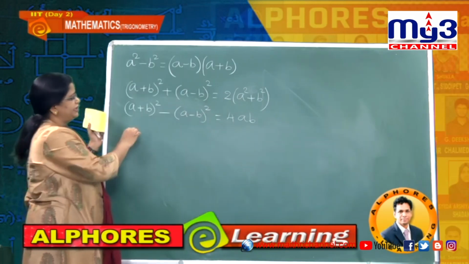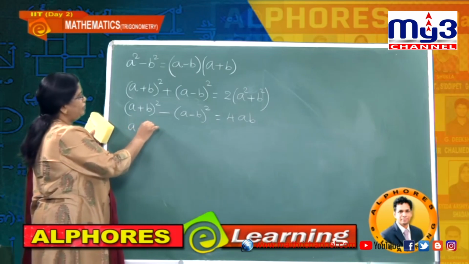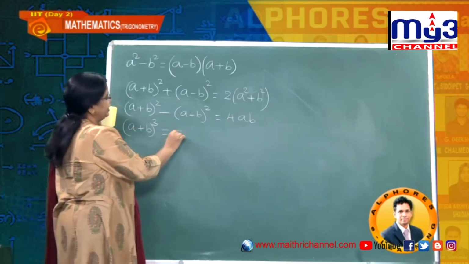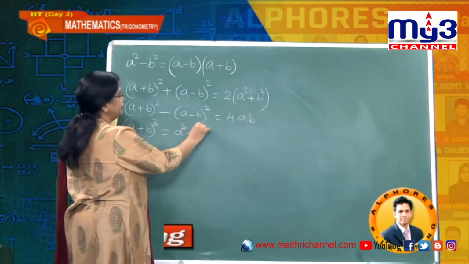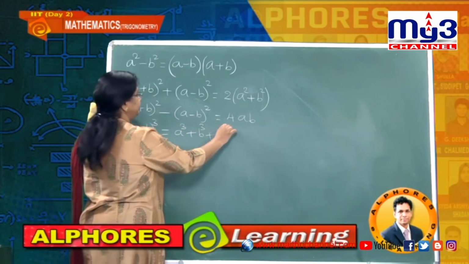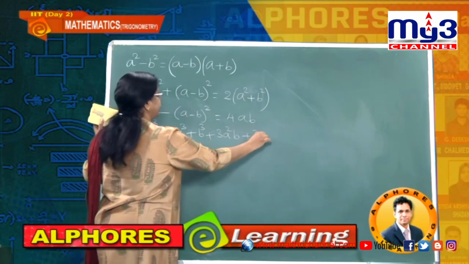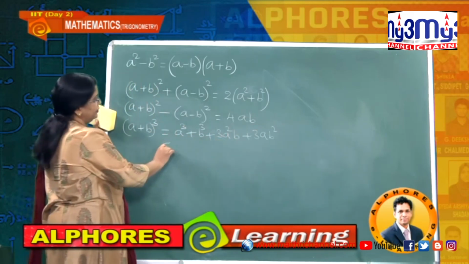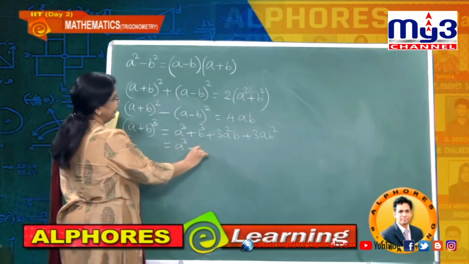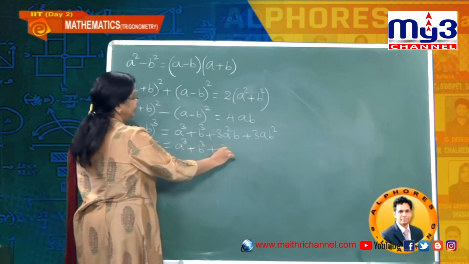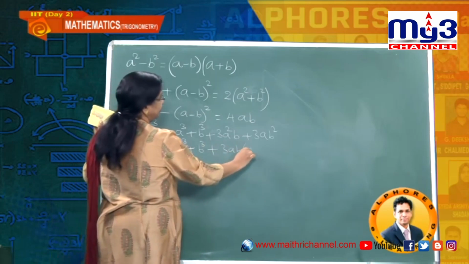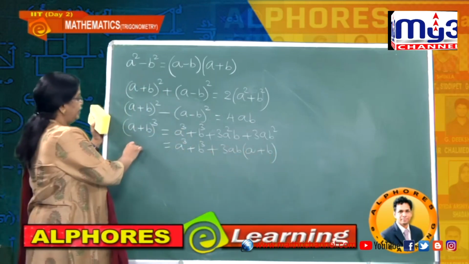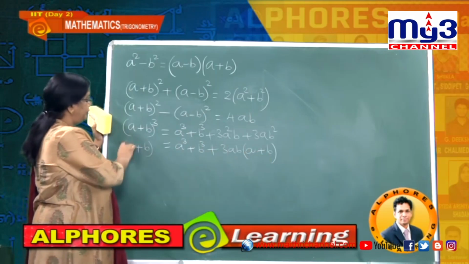Next formula is (a plus b) whole cube. In this formula we write a cube plus b cube plus 3a square b plus 3ab square. This formula all of you know, very familiar. Now the same formula I can write as a cube plus b cube plus 3ab, if you take it common, into (a plus b). Got the point? And this is (a plus b) whole cube.